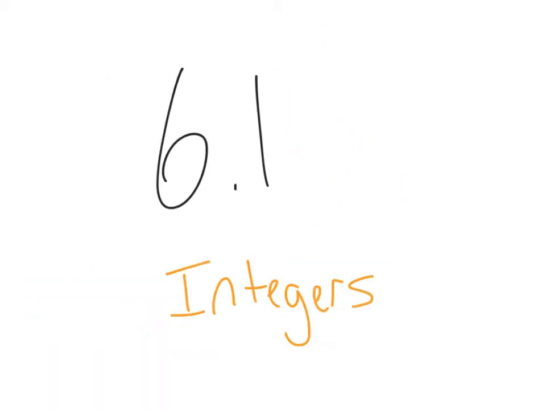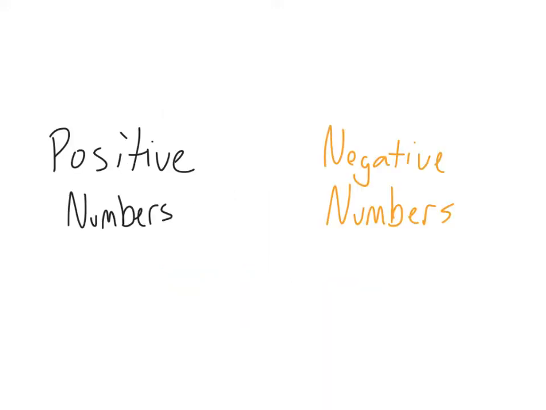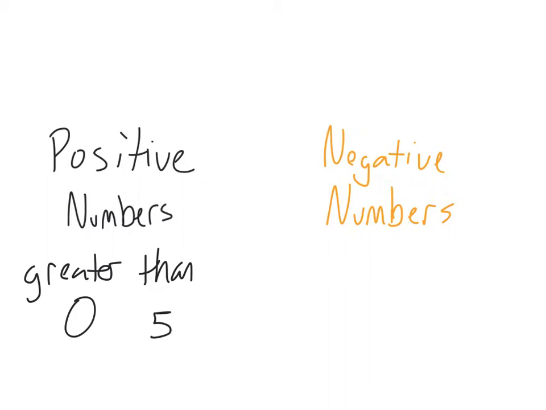So today's video is really about 6.1, which is all about integers. So what is an integer and how do we use them? Well, here we go. So first we need to talk about positive numbers and negative numbers, okay? What's a positive number? Well, obviously I think we all know it's a number that is greater than 0, okay? Greater than 0, it's on the right of 0 on a number line. And they can be written with or without a positive sign. So writing 5 is the same as writing positive 5.